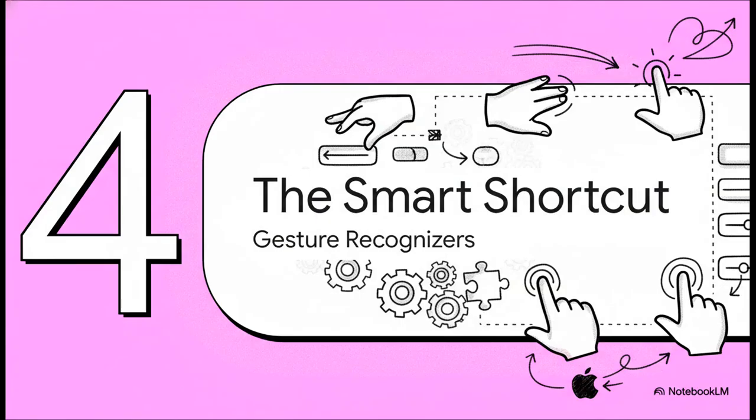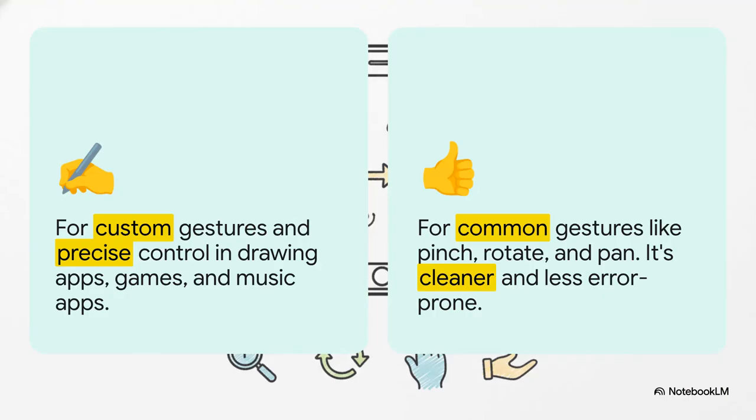But you don't always have to build it yourself, and you probably shouldn't. Let's talk about the smart shortcut, gesture recognizers. Because for most of the common interactions, Apple has already done all of that heavy lifting for you. So this brings up a really clear choice. When do you use one versus the other? Well, you should go manual when you need ultimate fine-grained precision, like for a professional drawing app or a totally new custom gesture nobody's ever seen before. For everything else, the standard pinching, rotating, or swiping, just use a gesture recognizer. It's cleaner, way more efficient, and a lot less likely to have bugs.